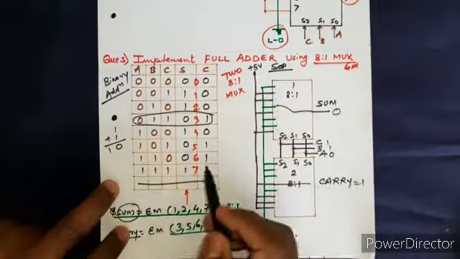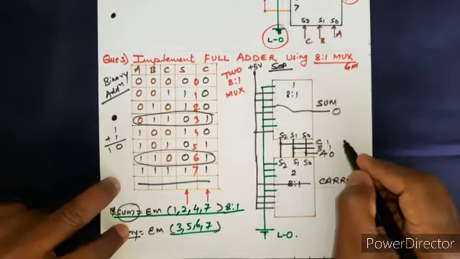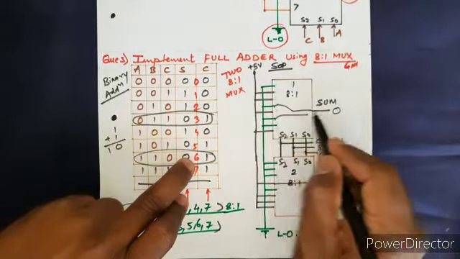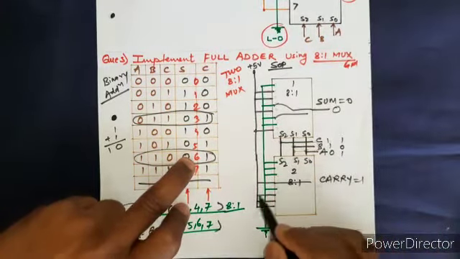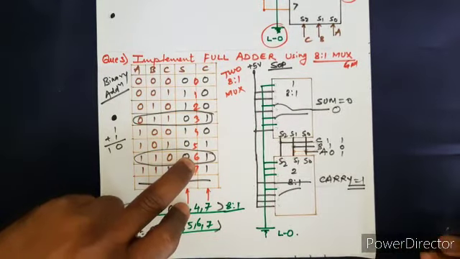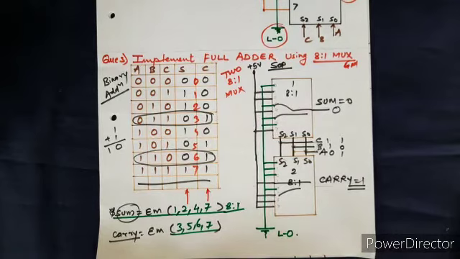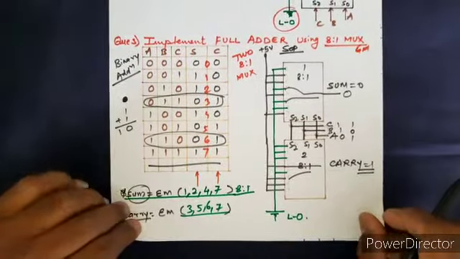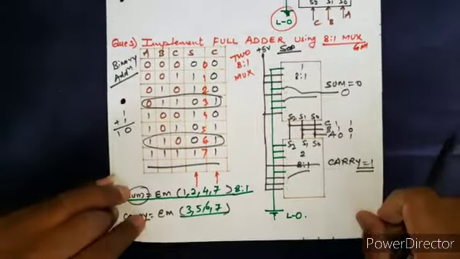You can try any other combination, say 1 0 0 or 1 0 1. So 1 0 1 means 5. Again 5 is connected to ground for sum, so the sum output is 0, and 5 for carry is connected to 1, so carry equals 1. So you can see how logically all these things are interconnected. This is how a simple question of implementing a full adder using a multiplexer can be solved.